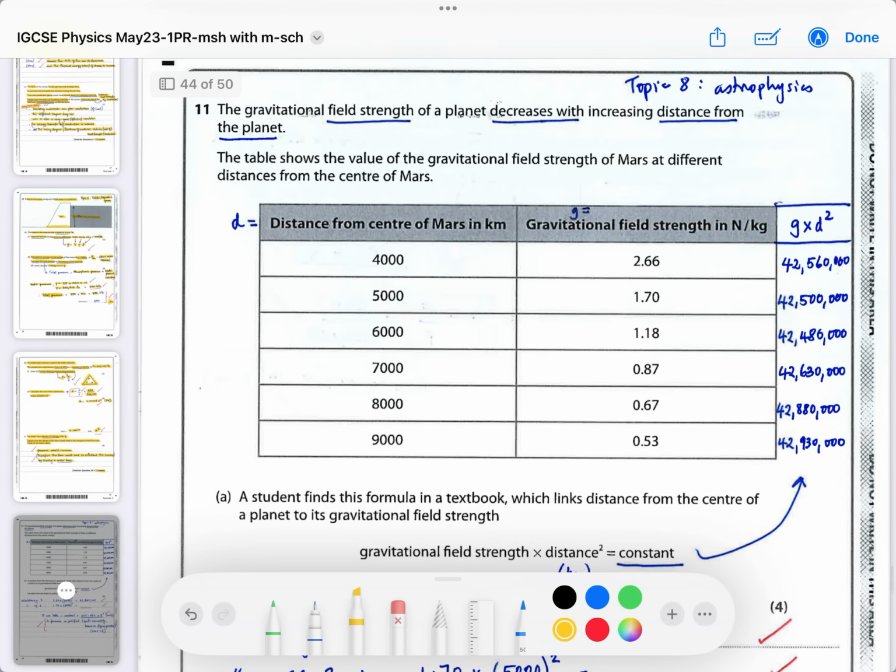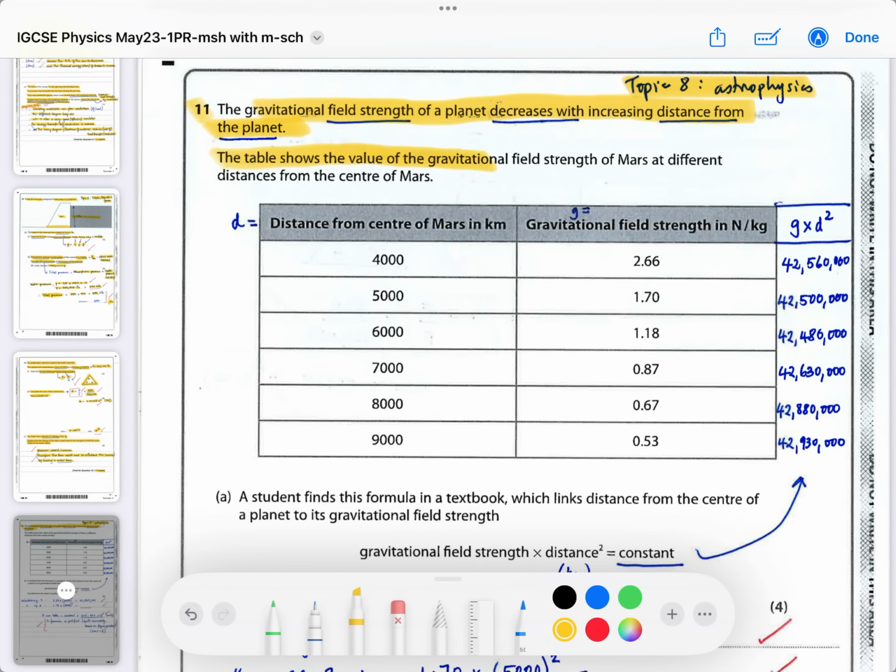Question 11 is the gravitational field strength of a planet decreases with increasing distance from the planet. Yeah, so the further you are from the source of gravity, the weaker it is, a bit like the magnets. It's a non-contact force. So this is from astrophysics, topic 8, the last topic in GCSE.